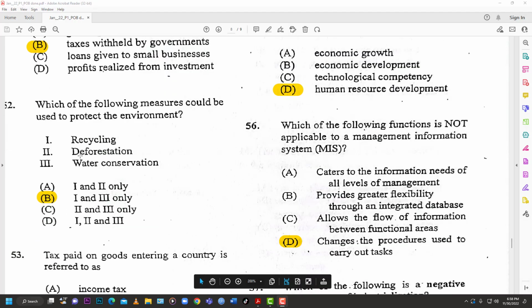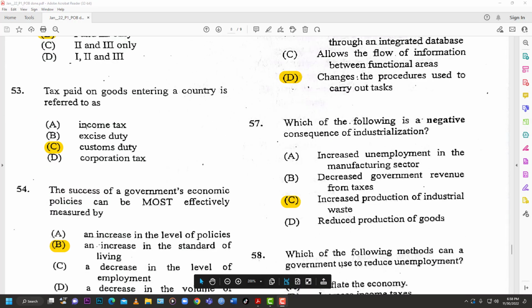Number 53. Tax paid on goods entering a country is referred to as custom duty. So that's the tax that is paid at the port when you are importing things, your custom duty. Excise taxes are paid on things produced within the borders. Right? Corporate tax is taxes that the companies pay when they make the profit and stuff like that. Income tax is what the individuals pay when they get paid.